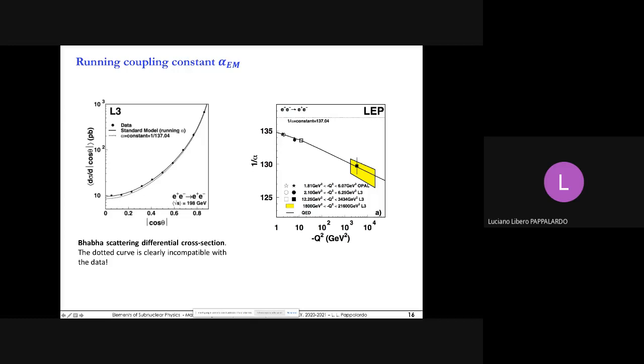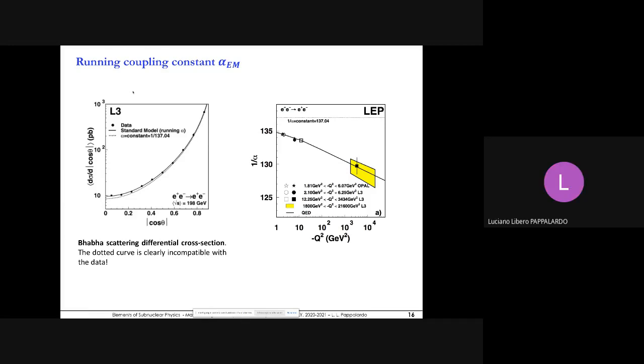Yeah. So this is when you calculate your alpha at the energy of that experiment. Okay. This is if you put your alpha at the value of 1/137. So this is the prediction calculated at the energy of that experiment. Okay. L3 lab. So it is essentially at the scale of the Z0. Okay.